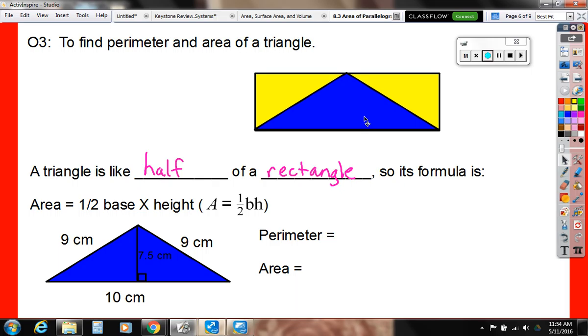Okay, so using the formula, again, base times height means they make a T, they are perpendicular. So my height in this triangle is this perpendicular segment, which is 7.5, thank you. What is the base that I'm going to use on this triangle?